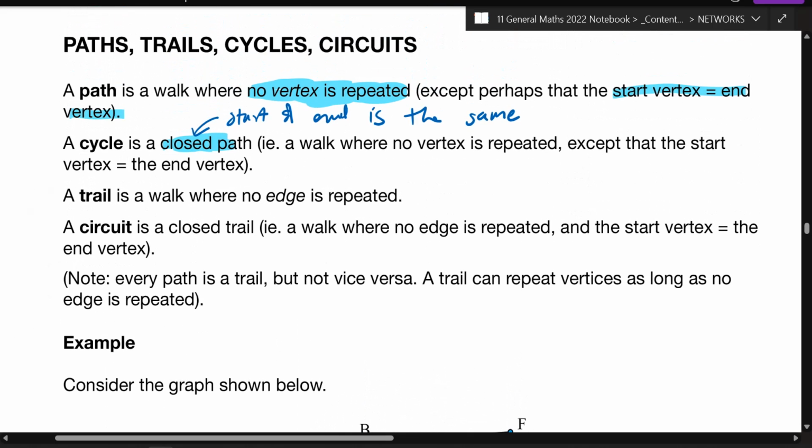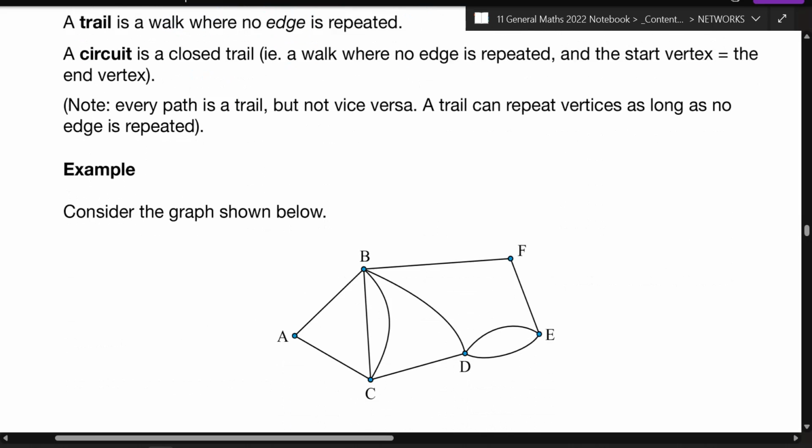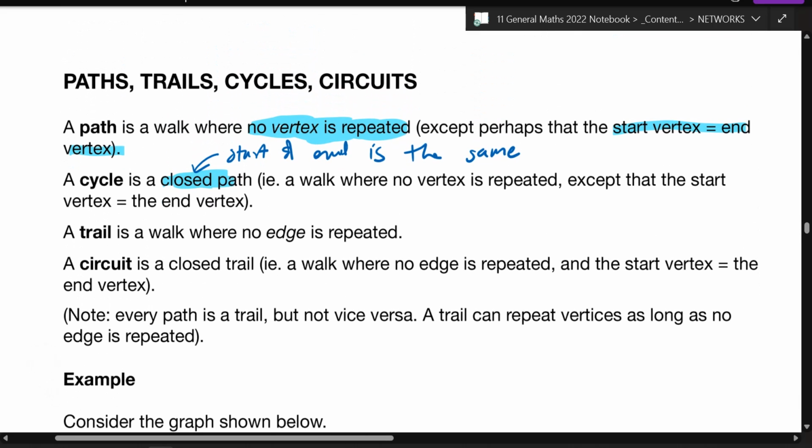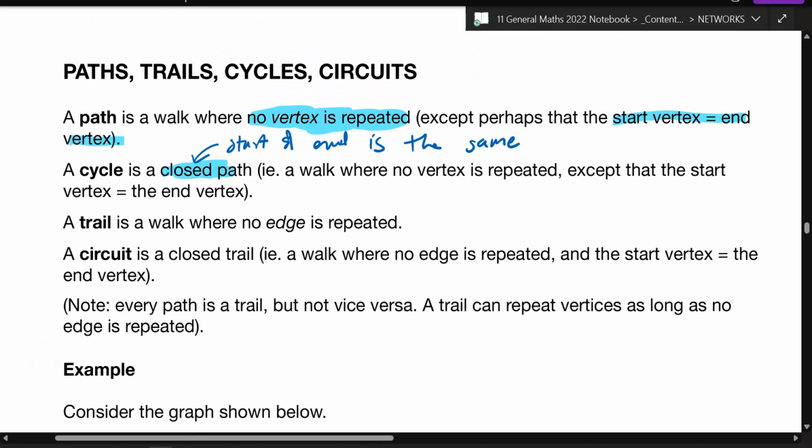Okay, now you've got trail. A trail is when you can't repeat an edge. So you can't go to the same line again. Okay, so you can't, for example, you can't do this. A to B, then back to A. Because I've already crossed through here, I can't use that line again. So for example, if I wanted to go A to B, and then B to C, and then C to A, then that's fine. Okay, but I cannot repeat an edge. And then, so that's where your trail is.